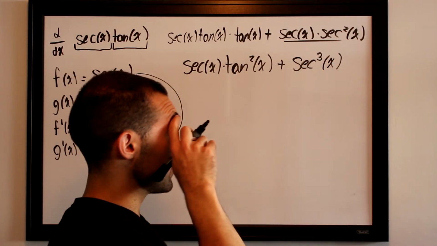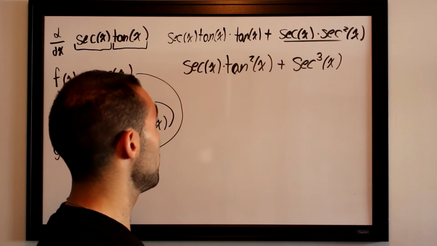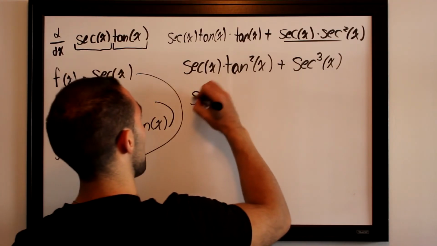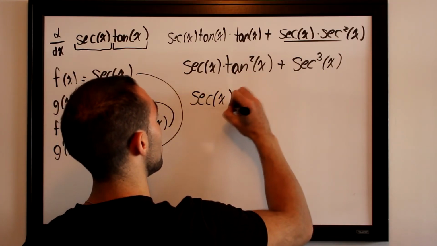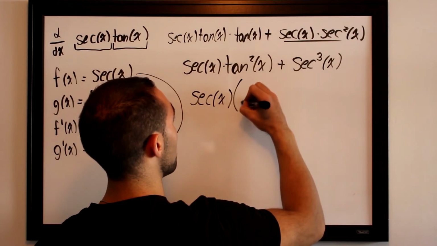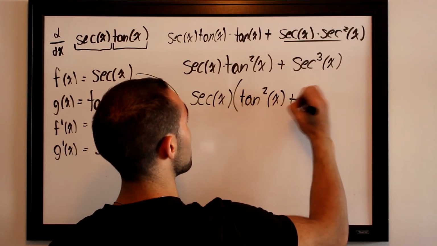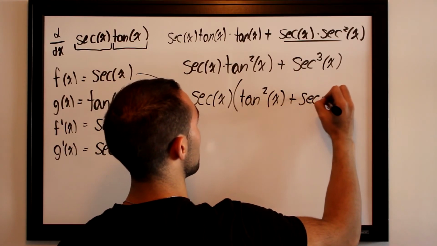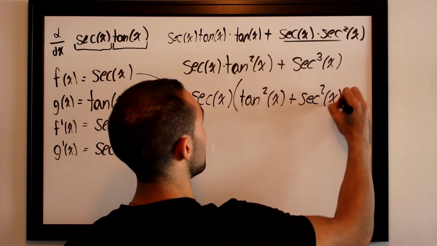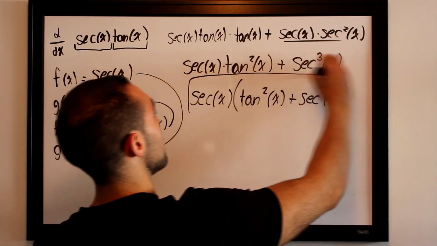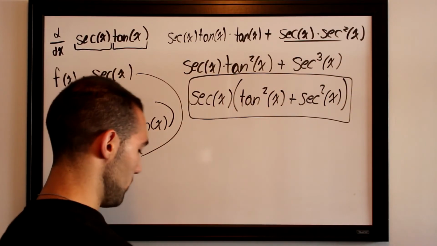Now if you wanted to clean this up a little bit, we could factor a secant of x out, and we would be left with tangent squared of x plus secant squared of x, sorry about that. And that is our final derivative.